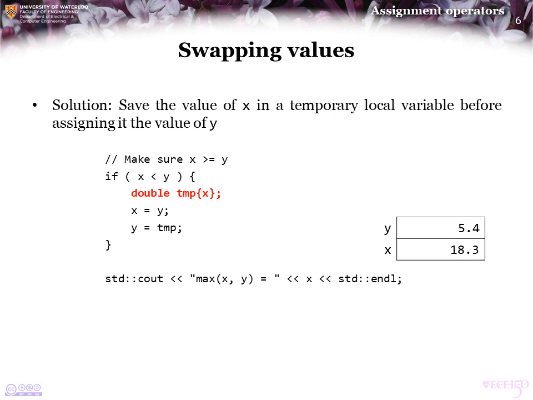Once we exit the conditional statement, the value of x is now the maximum of the two values x and y. Alright, so this is how you can swap two local variables by using a third temporary local variable.